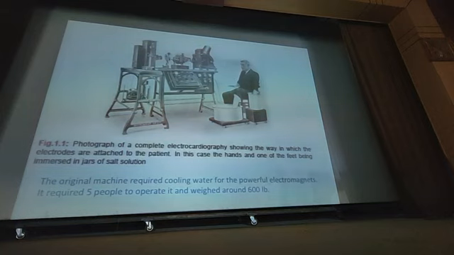This is how the first ECG machine worked: by putting both hands and one leg into cool water in order to record and conduct the electricity.